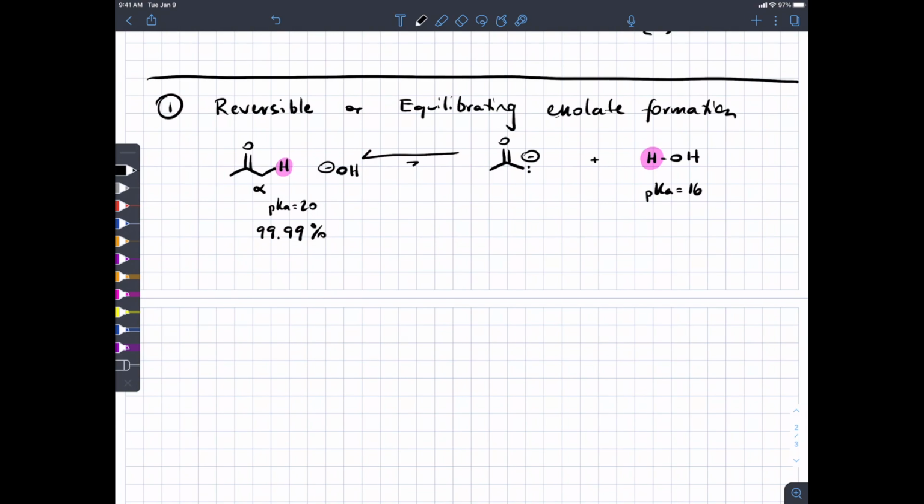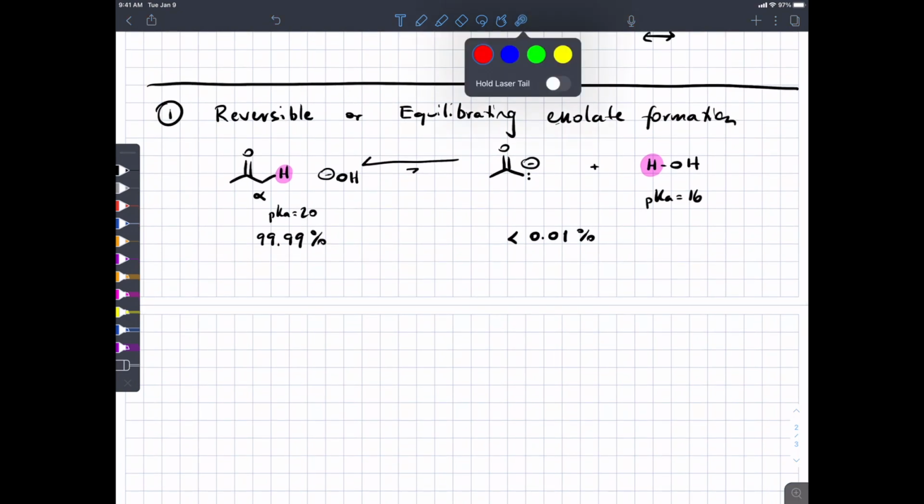99.99% of your starting materials are still starting materials, with only less than 0.01% enolate. Okay? What that means is that all the time we expose this ketone to this base, we form enolate and then it goes back to starting materials, and we form enolate and it goes back to starting materials, and the rate of going back to starting materials is so much faster than the rate of going to the enolate that we have mostly this with only a small amount of this.